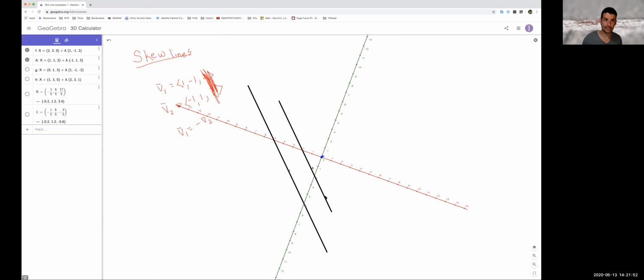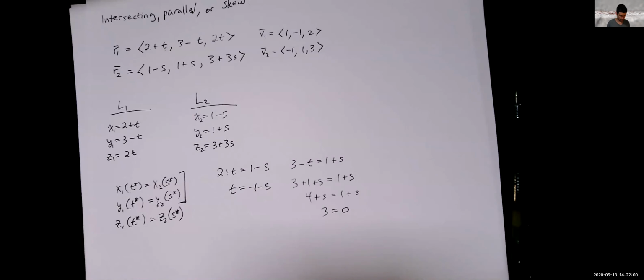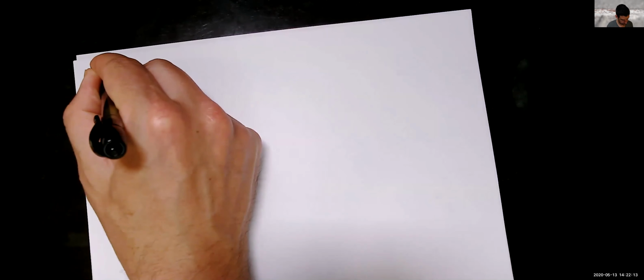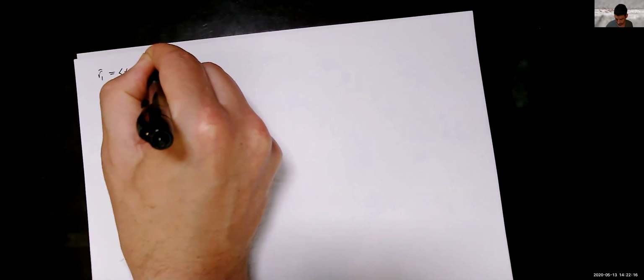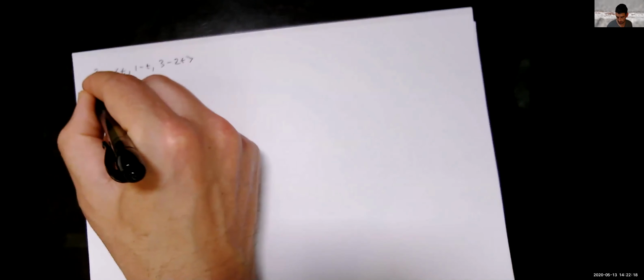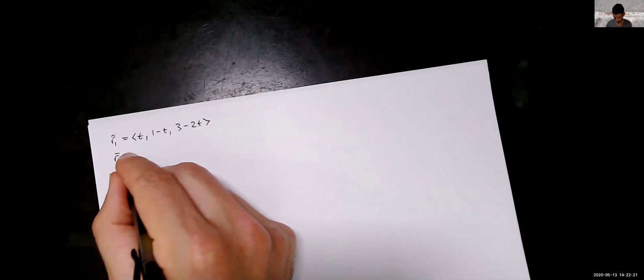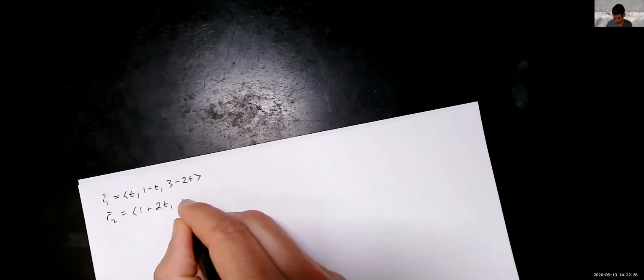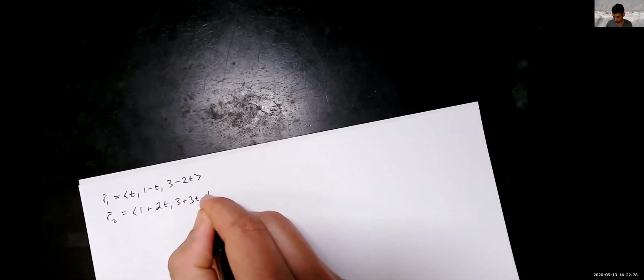Okay, let's move on to another example. So let's go back here. Okay, one more example, similar kind of exercise. So let's look at 2 more lines. R1 equals t, 1 minus t, 3 minus 2t. R2 is equal to 1 plus 2t, 3 plus 3t, and t.